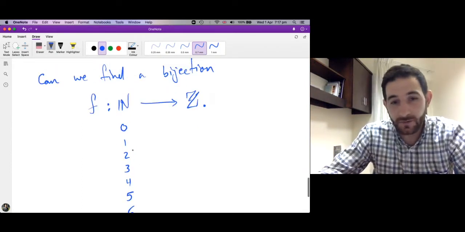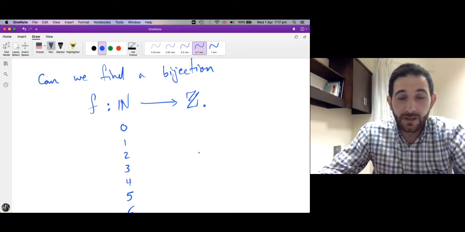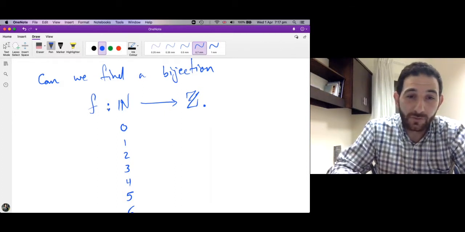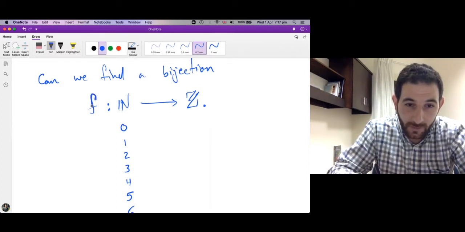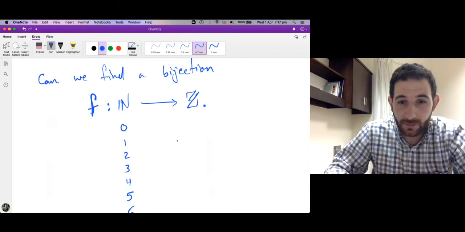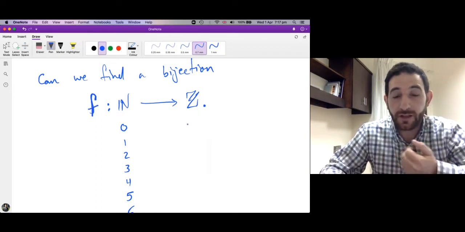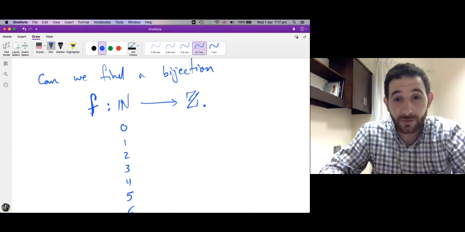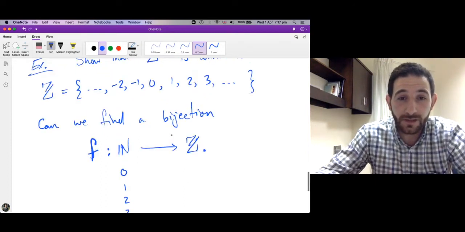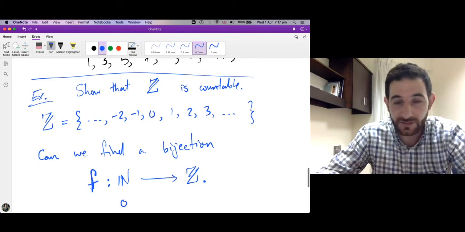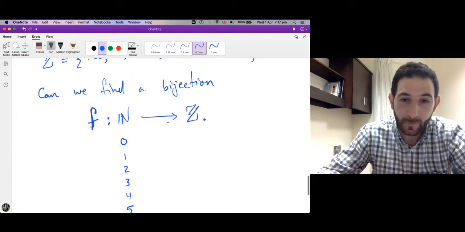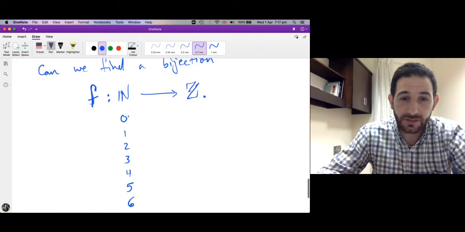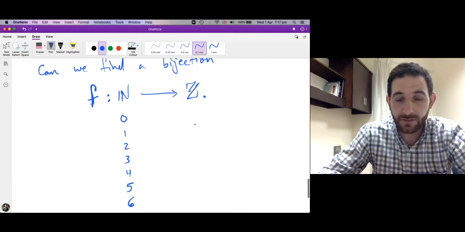What is the image of 0, the image of 1, the image of 2, such that we will get a bijection? Which means, what does it mean for f to be a bijection? That it has to be surjective, right? Which means that the range is equal to the codomain. The codomain is equal to Z, which means the images must contain all the elements of Z, all positive, negative, and 0 whole numbers. And we also shouldn't assign two elements here to the same image.